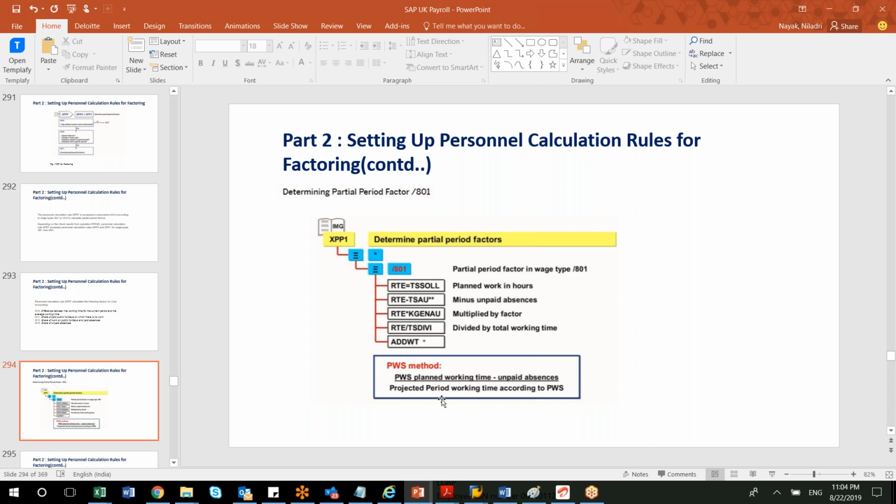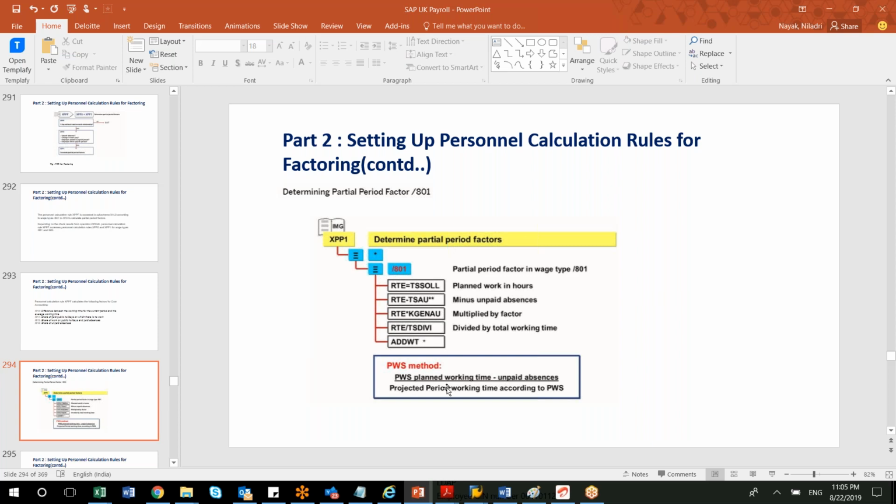Suppose for a particular month we have considered 8 hours per day, then accordingly that is your projected working time for that particular month. The system will calculate, and accordingly this /801 will be calculated. Once you have the system, you just run the payroll and try to search this particular /801.